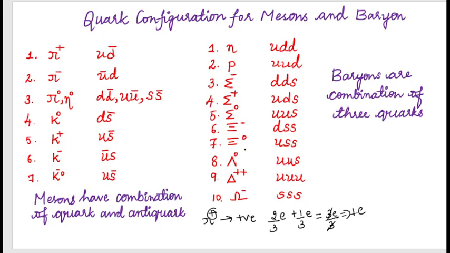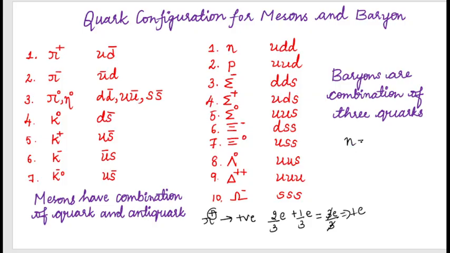Likewise, we have these 10 particles, which are the baryons. For the neutron, it is UDD. Baryons are a combination of 3 quarks. That's why it is 3 particles. Now we will be proving it for one. So let us prove it for this neutron.